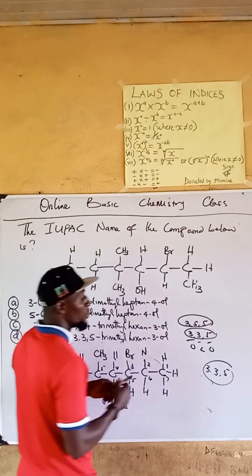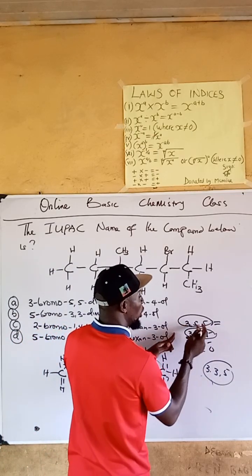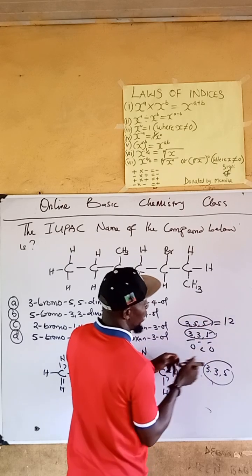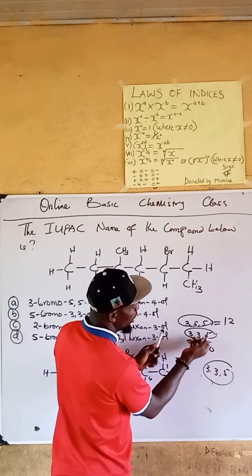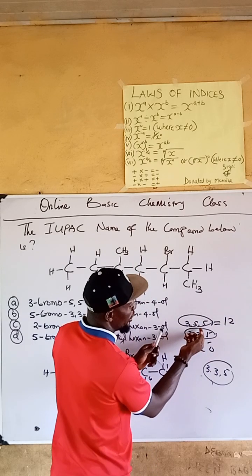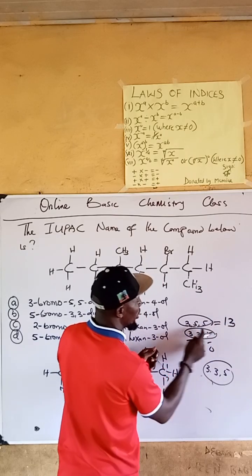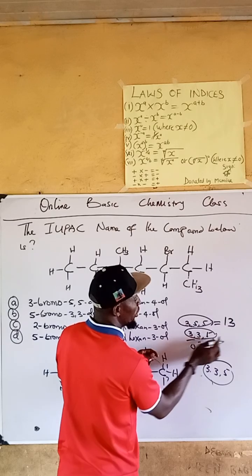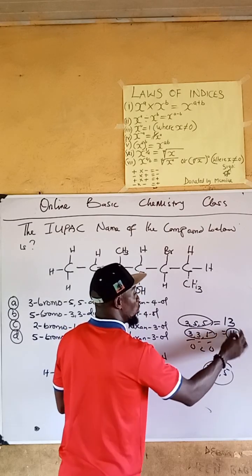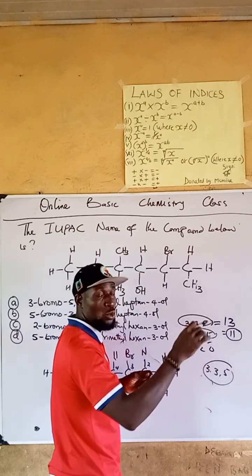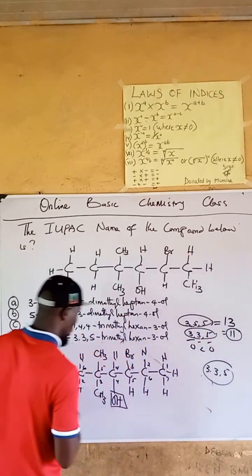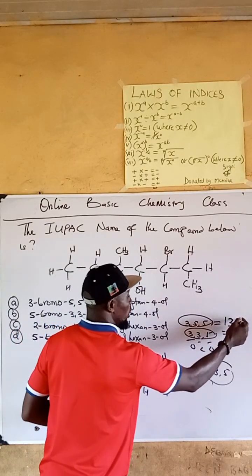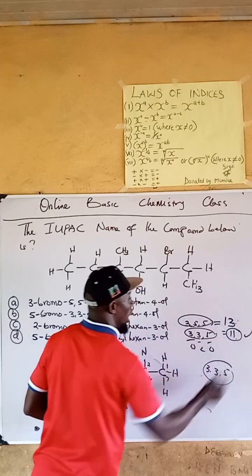You can still do it this way. You can add these together. 3 plus 5 is 8, plus this is 8 plus 5 is 13. Then this is 6, that's 11. You can see that this is smaller. When you add all the substituent locants together, you get 11, going from left to right. But if you go from right to left, it is 30, which is bigger than 11. So we go for the smaller one.